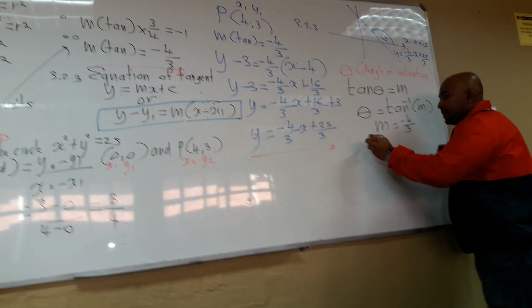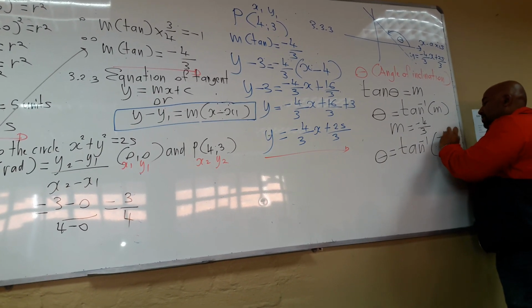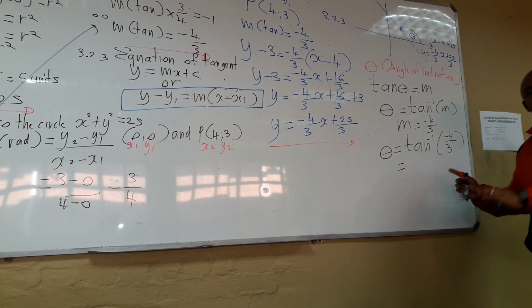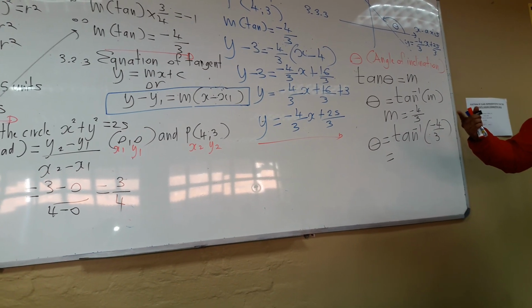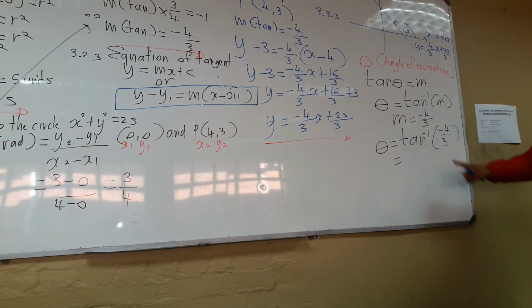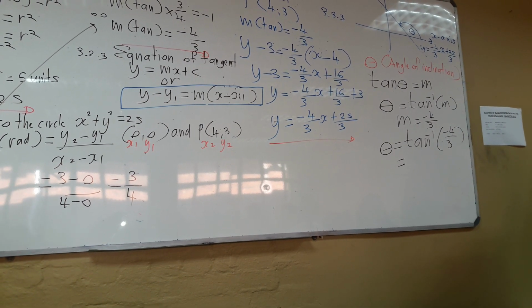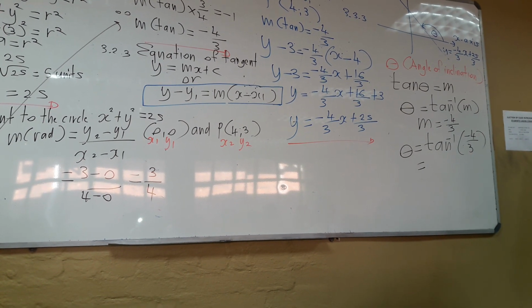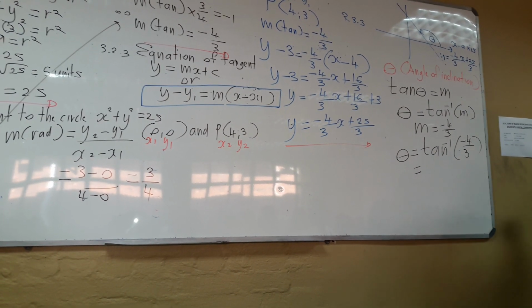So m is equal to minus 4 over 3, so now theta will equal inverse tan of minus 4 over 3. There's two ways to deal with this. One, by doing it as it is, but you need to understand the result that you are getting. Then there's the other way where we use 180 minus. But let's do it as it is. What does your calculator give you now? What do we get? I can't hear what you're saying, but it's right in front. Minus 53.130.